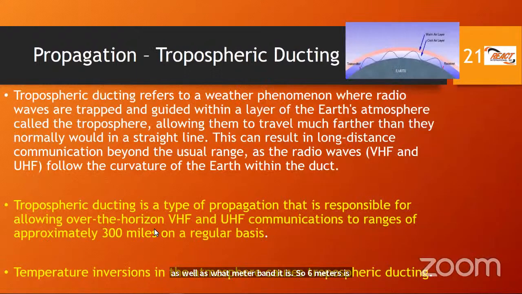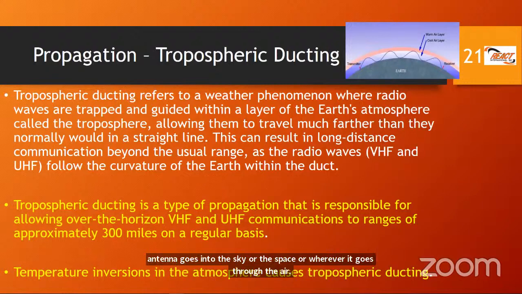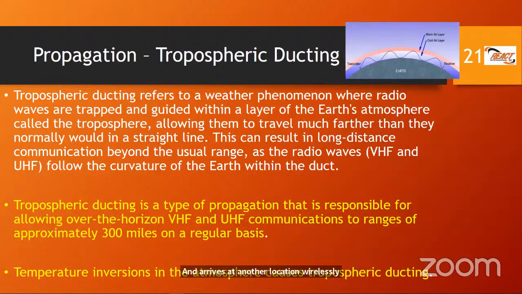Right. So there's another phenomenon that occurs. So remember, we are just trying to get our signal to the other side. We're trying to communicate. We're trying to use our transmitter, create a radio signal that leaves our antenna, goes into the sky or the space or wherever it goes, into the air, and arrives at another location wirelessly, so that the person receives my signal and they will be able to interpret it, understand it, and then they may wish to return a transmission to say they have gotten my message or add a message to it, and they will transmit back to me. That's what we're trying to do.